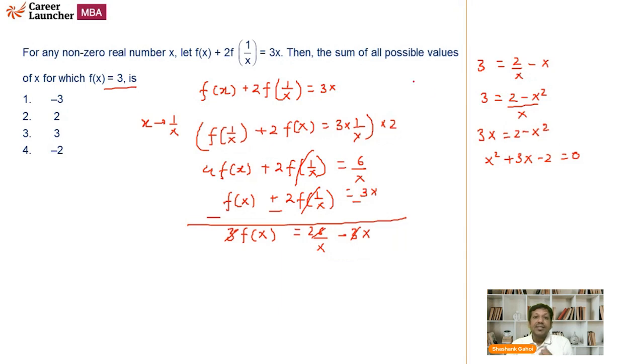Now the question is saying sum of all possible values. So basically the question is talking about the sum of the roots of this equation. So what is the sum of roots of a quadratic equation? That is minus b upon a. So the sum of all possible values is equal to minus 3. So the answer of this question is going to be option 1, that is minus 3. Now let's move on to the next one.